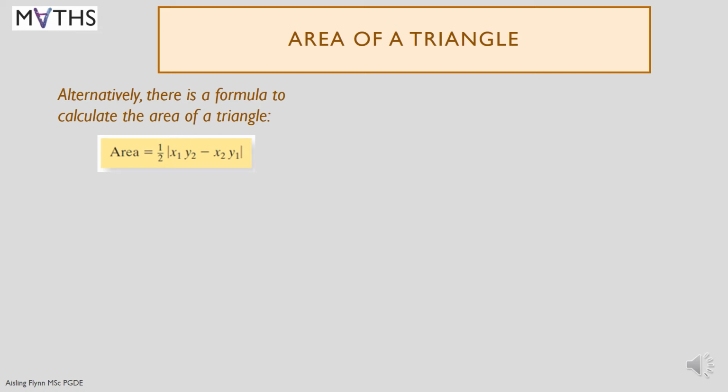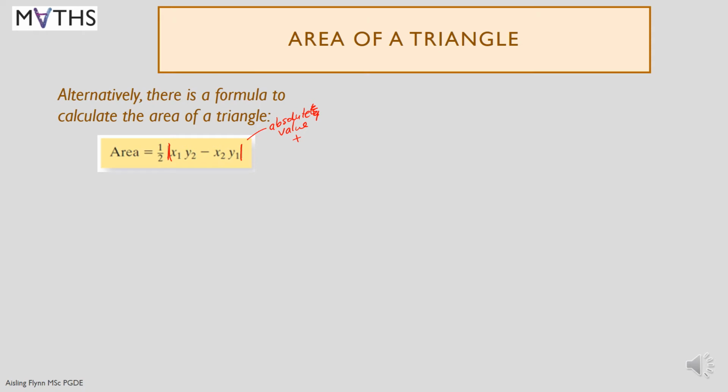Now we have these straight bars here, and we've met them before with complex numbers and distance. It means the size of. So we're going to use them to take the absolute value, or the positive value, of what's inside. It's not possible to have a negative area. So if you get a negative area by calculation, you just use the positive. So it's half of x1 y2 minus x2 y1.